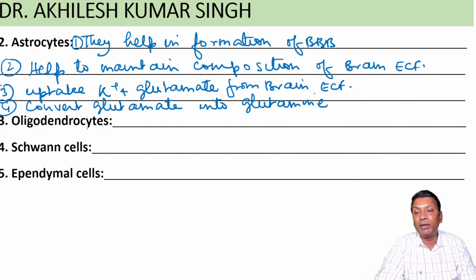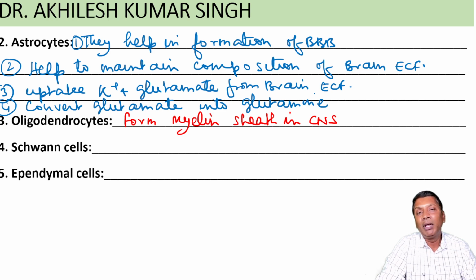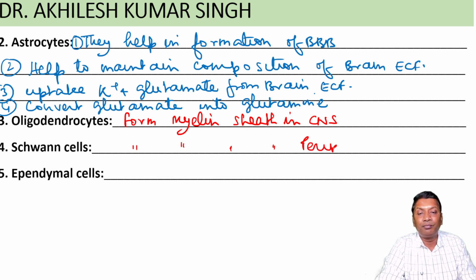glial cells is oligodendrocytes. So these oligodendrocytes, they help in formation of the myelin sheath in the central nervous system. So they will form the myelin sheath in the central nervous system, and one oligodendrocyte will form the myelin sheath around 15 to 20 neighboring axons in the central nervous system. And the Schwann cells, they will form myelin sheath in the peripheral nervous system.